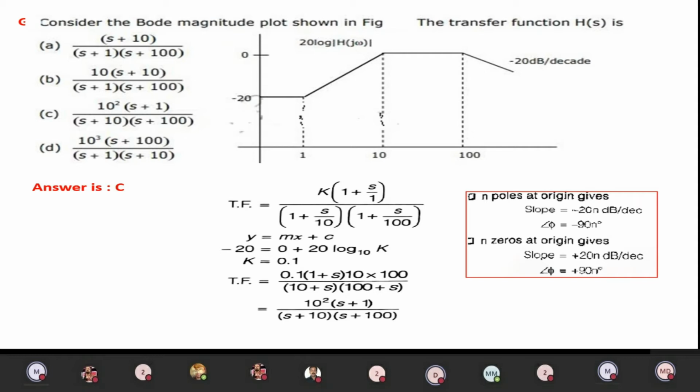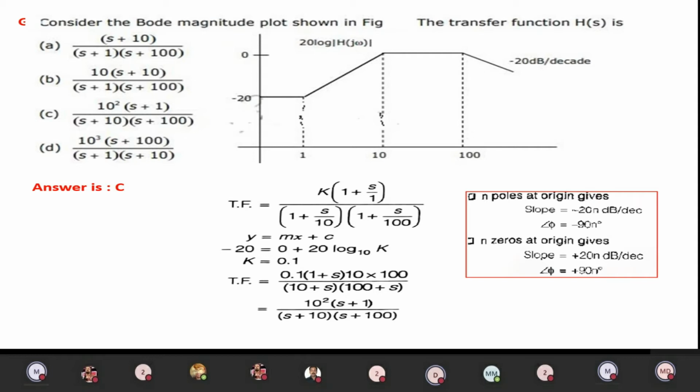Log k is equal to minus 20 divided by 20, so minus 1. So k is equal to 10 to the power of minus 1, which is nothing but 0.1. You can substitute that into the transfer function. So k value is 0.1 into (1 plus s divided by 1) terms, and you substitute the other terms. After simplification, you get the transfer function as 10 squared into (s plus 1) divided by (s plus 10) into (s plus 100). So the correct answer is option C.